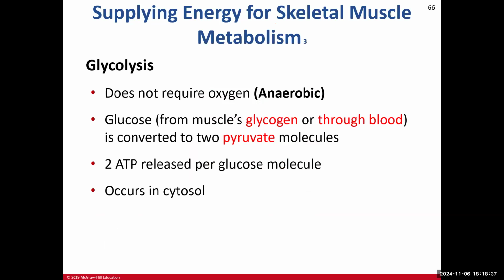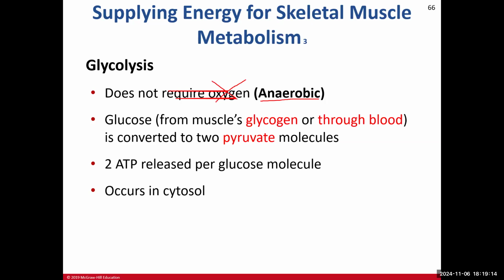Okay, the second way that we are going to create ATP in our skeletal muscle is called glycolysis. Some of you might be familiar with this if you've taken a biochemistry class, right? The nice thing about glycolysis is that it's anaerobic, which means we don't need oxygen. So we can just say, bye-bye oxygen, who needs you? What we're going to do is break glucose down into pyruvate, which is an intermediate molecule. I'm not going to ask you anything in addition to that.